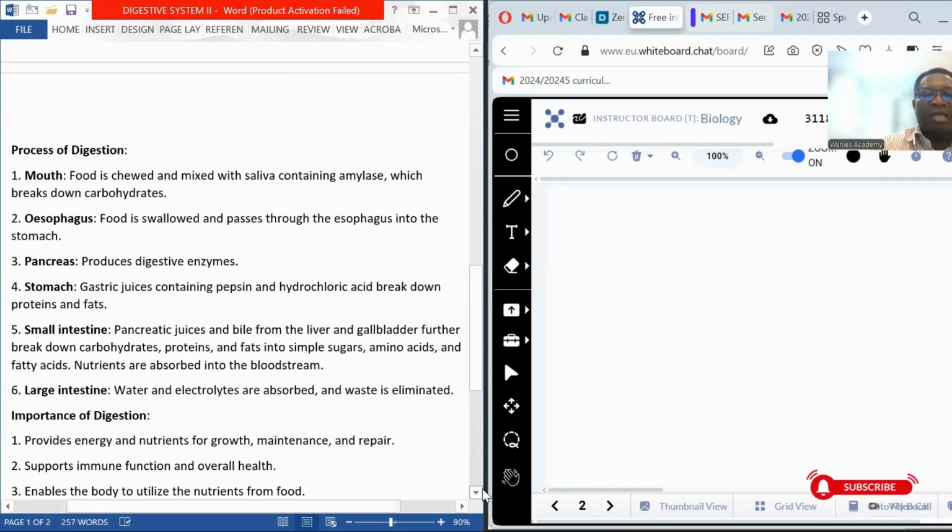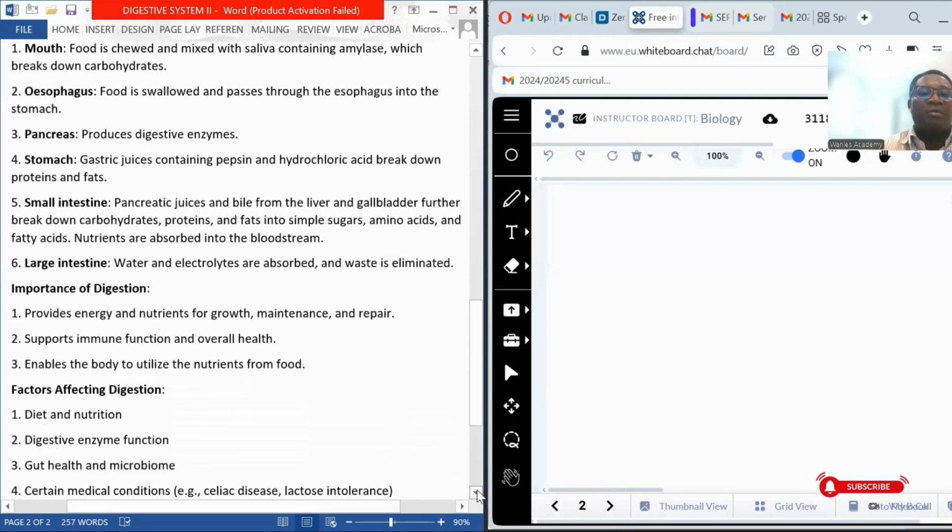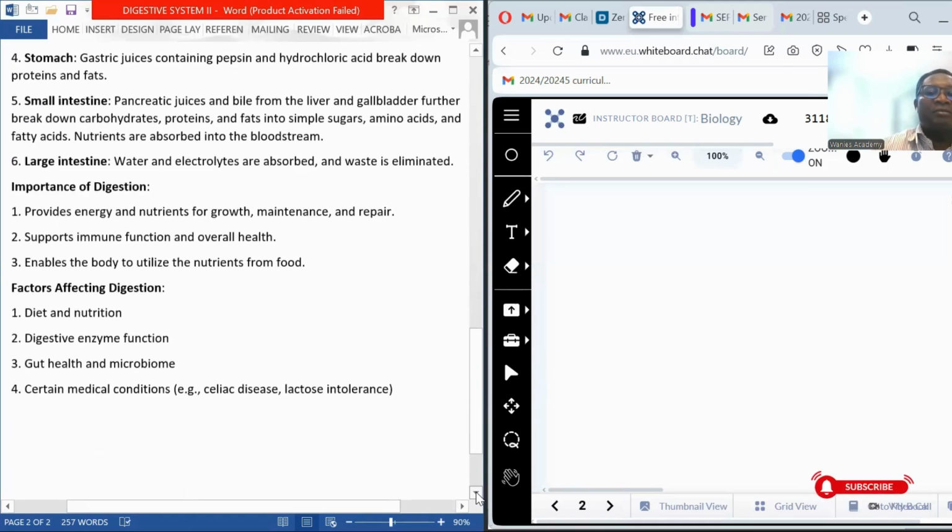The pancreas is another gland which aids digestion. It produces pancreatic juice, which contains some digestive enzymes. In the stomach, we have gastric juice, which contains pepsin and hydrochloric acid. Pepsin and hydrochloric acid act on protein. Hydrochloric acid also aids the destruction of microorganisms that might cause harm to the body. So hydrochloric acid helps destroy some harmful microorganisms in the body that might affect the digestive tract.